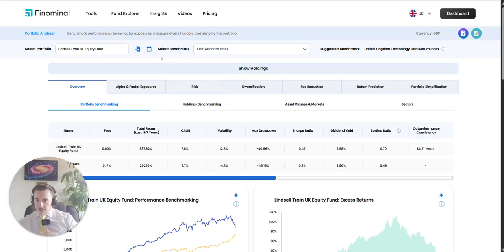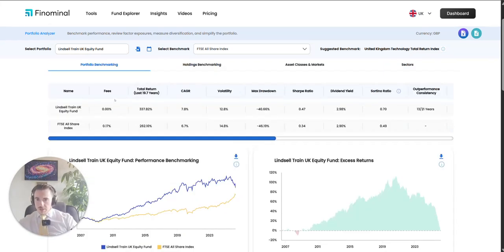Okay, so let's look at since inception data, where we can see total returns over the last 19.7 years have been 337.82% for Lindsell UK equity funds versus the FTSE All Share at 262.1% total return. CAGR has also been higher at 7.8% versus 6.7% for the benchmark. Slightly less volatility as well since inception for Lindsell versus the All Share, and better drawdown protection as well, saving about 6% since inception, and a slightly higher Sharpe ratio as well.